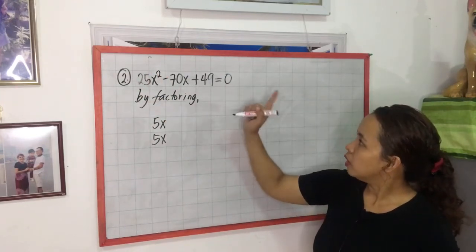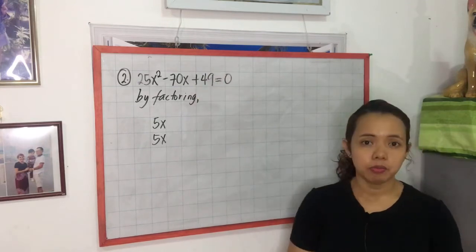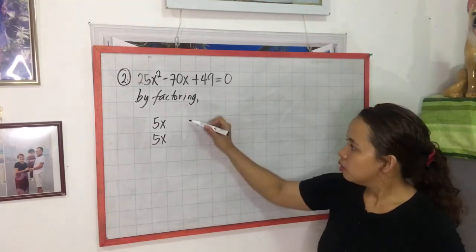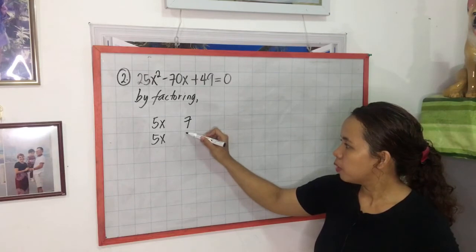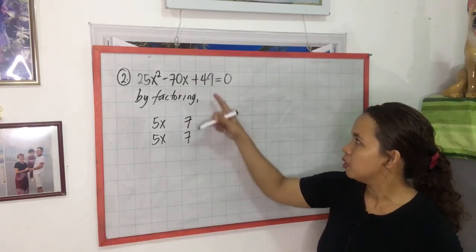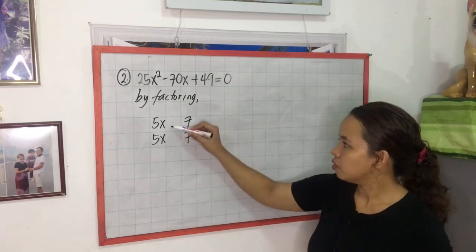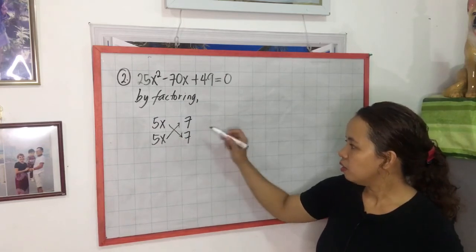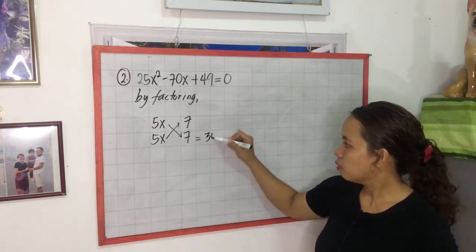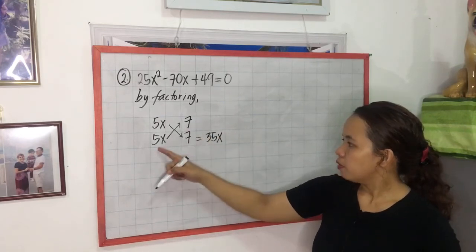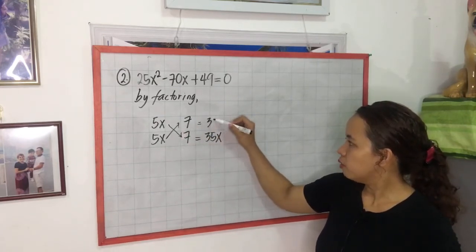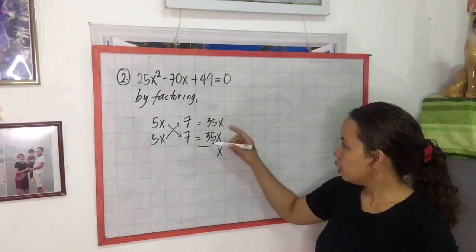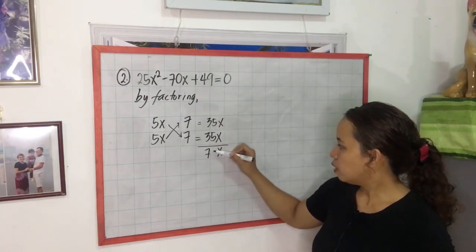So, the second one is we are going to factor the last term, 49. So, what are the factors of 49? Isn't it 7 times 7? So, we can just write down 7 multiplied by 7. So, 7 times 7, that makes 49. And then, we can cross-multiply. Okay, cross-multiply. So, 5x times 7, that makes 35x. Okay, the same goes here. 5x times 7 is equal to 35x. Then we can add, okay, plus.